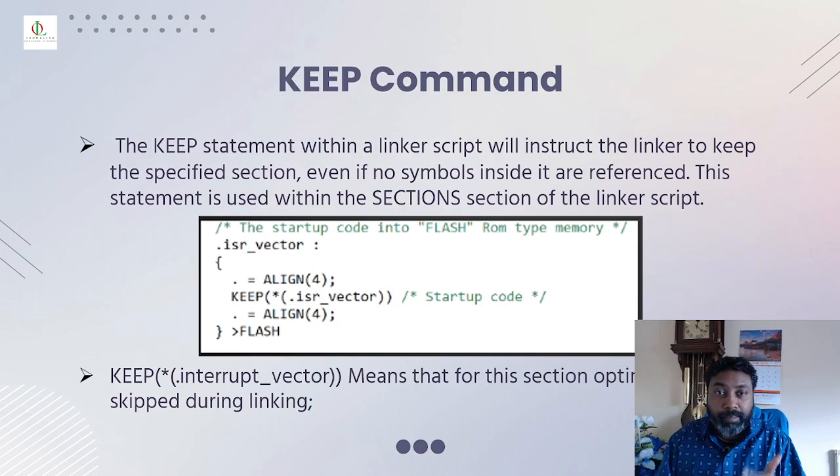But with KEEP, it could be important information for everyone to know. So KEEP is to keep that information handy for everyone and tell the compiler not to optimize it. So that's what the KEEP command is. You have to write KEEP(*(.interrupt_vector)), which means that for this section optimization must be skipped during linking, so it won't optimize. So that's the KEEP command.